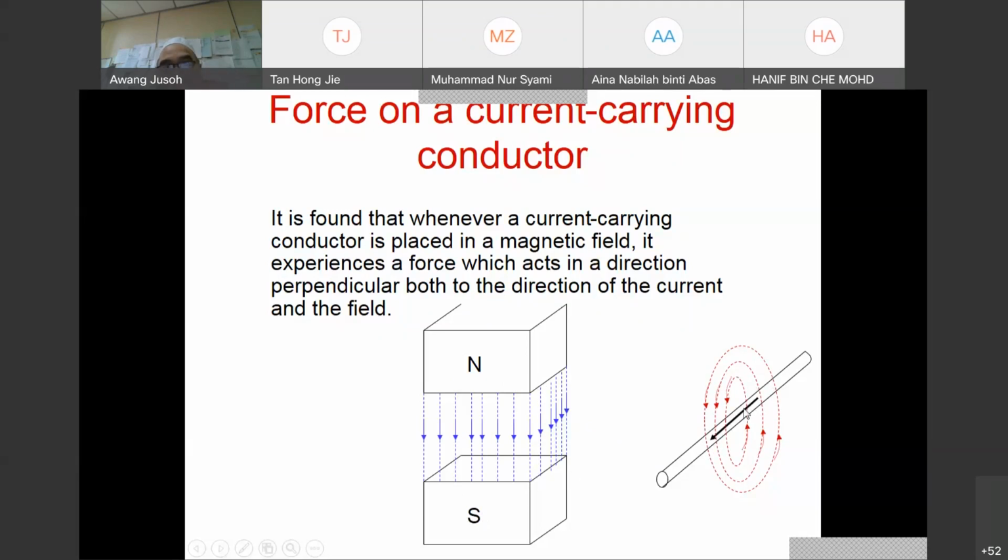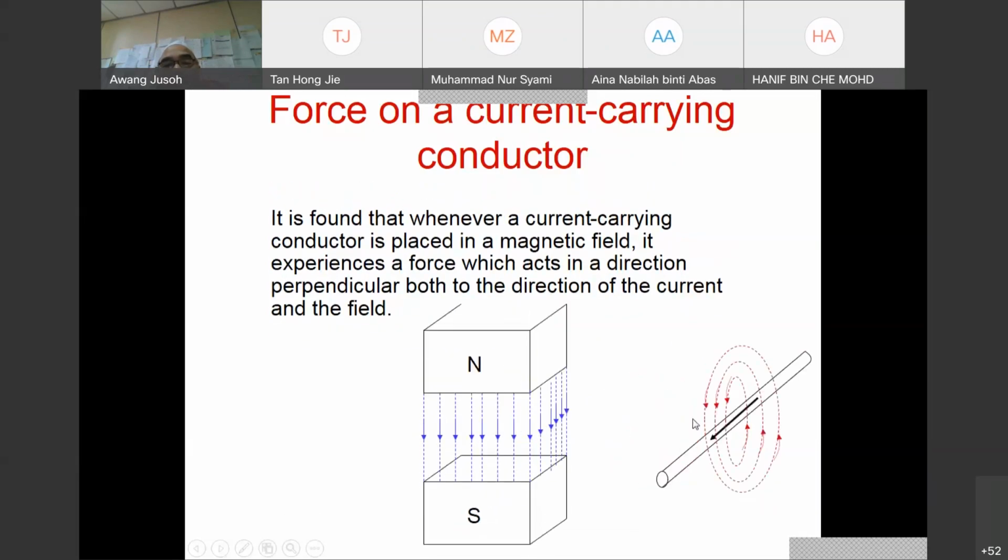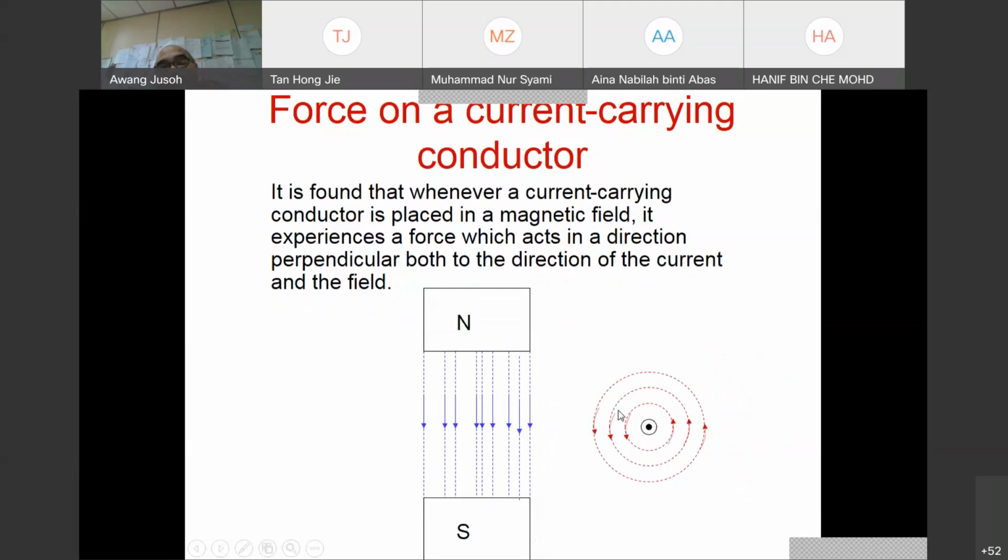So if we put this current into this portion, then it will experience force. Force means it is moving. Now we put this current like that, with a dot representation. The dot means the current is coming out of the screen. So you can use your right hand rule. You can hold your right hand, and the thumb is showing toward you, then you can see the direction of a circle there. The circle is the flux produced, anti-clockwise.